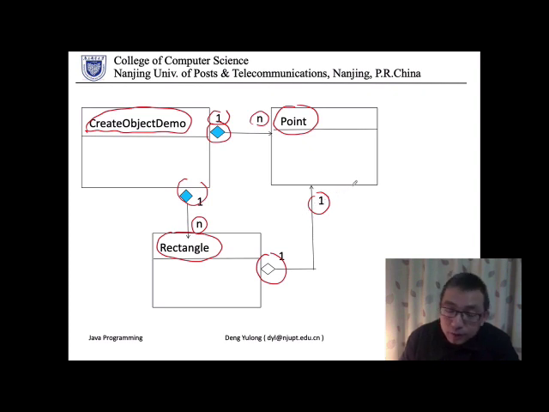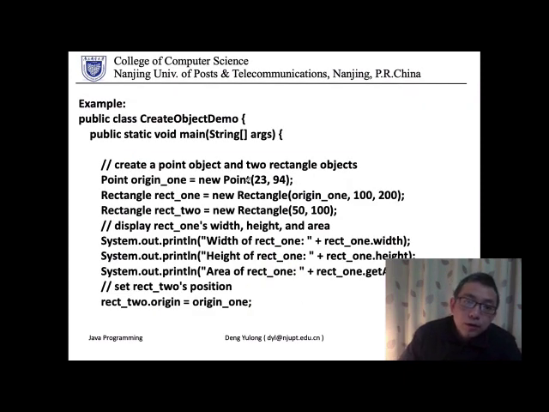After we design the system, we will use the Java programming language to write the code for it. Okay. Well, here is the code for the whole system. We have the CreateObjectDemo. This is a class name. Inside the class, we have a main method. We have a lot of statements here, used to create objects and use these objects.